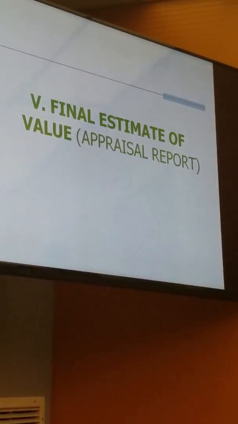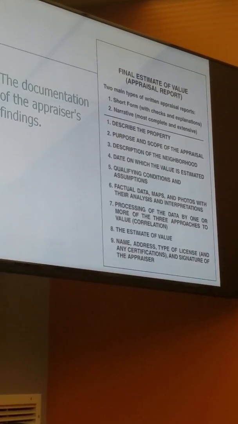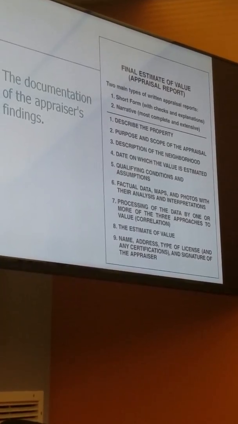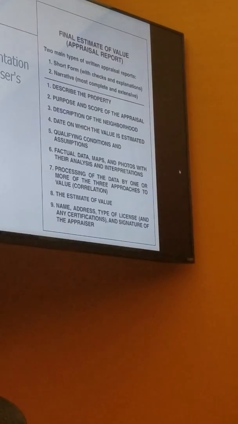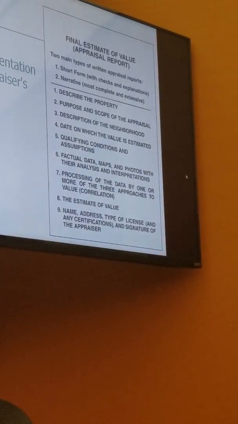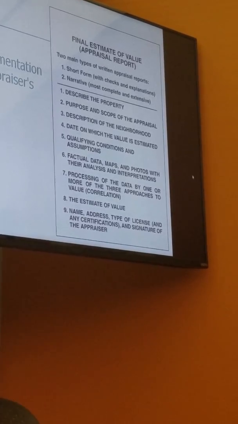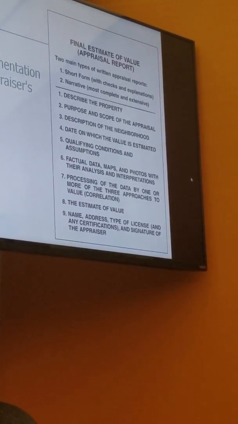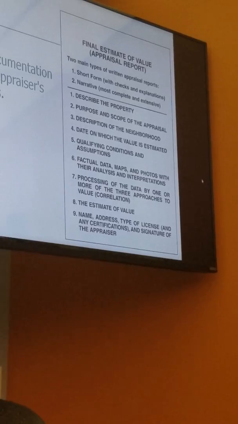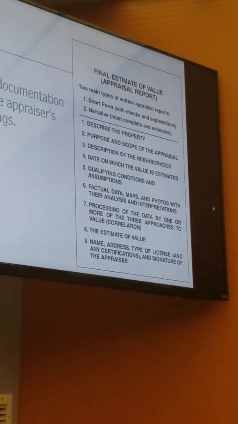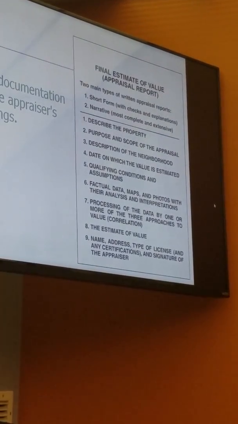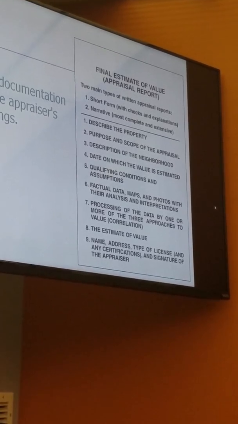The final estimate of value, or the appraisal report, the documentation of the appraisal's findings. There are two main types: short form with checks and explanations, and narrative, most complete and extensive. So the process: you would describe the property, propose and scope the appraisal, description of the neighborhood, date at which the value is estimated. This is also in your book as well.